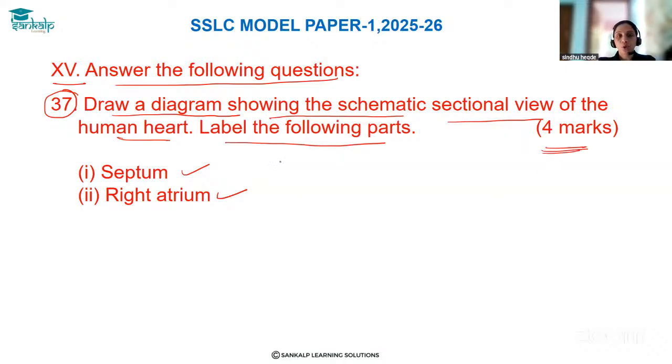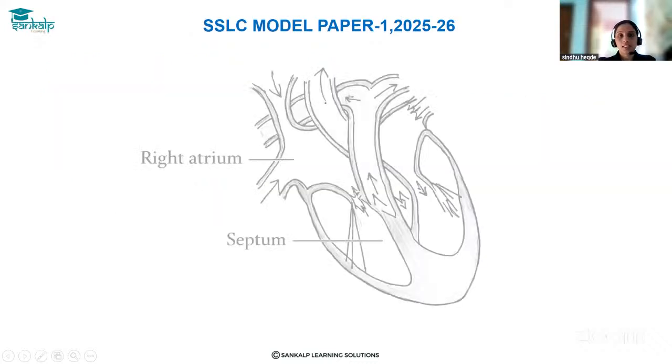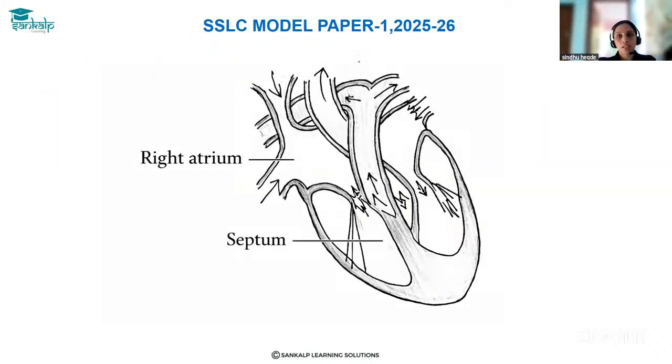Here you have to draw the diagram of heart and label these two parts. First one is septum and second one is right atrium. Let us see how to draw this diagram. See, this is our beautiful human heart structure.